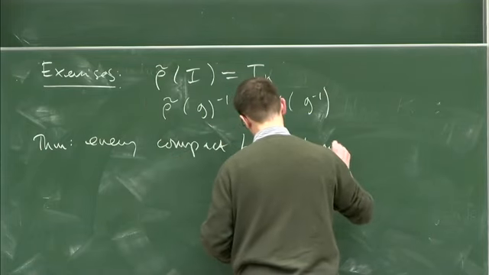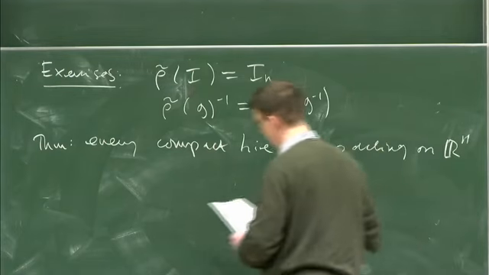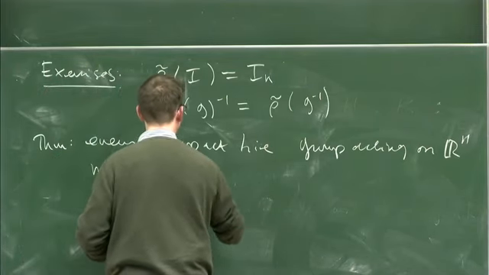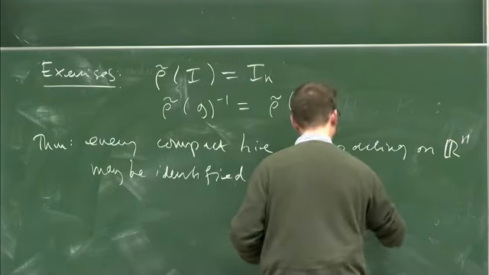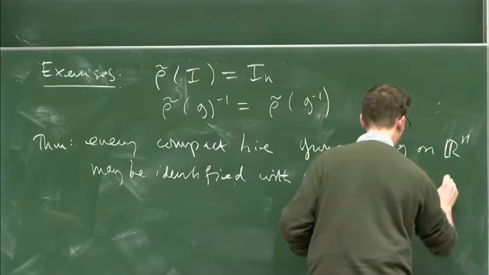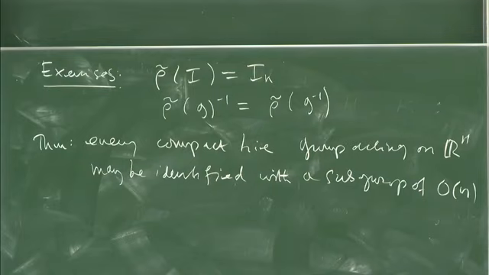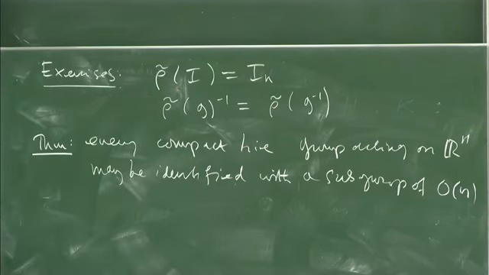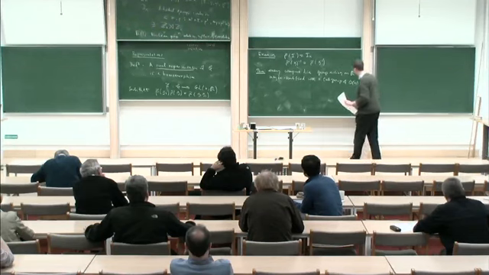Every compact Lie group on Rn may be identified with a subgroup of the orthogonal group with n by n matrices. In other words, I don't get anything more by considering invertible n by n matrices which are not orthogonal. Orthogonal matrices are good enough.